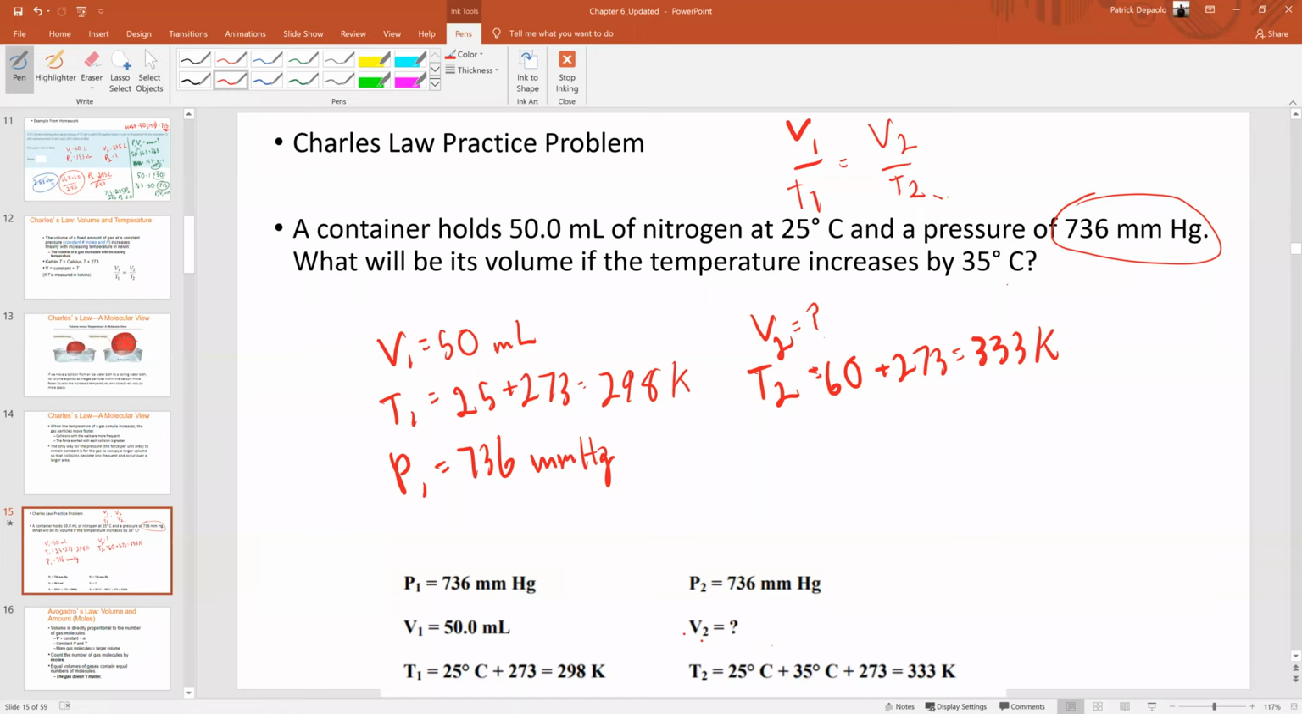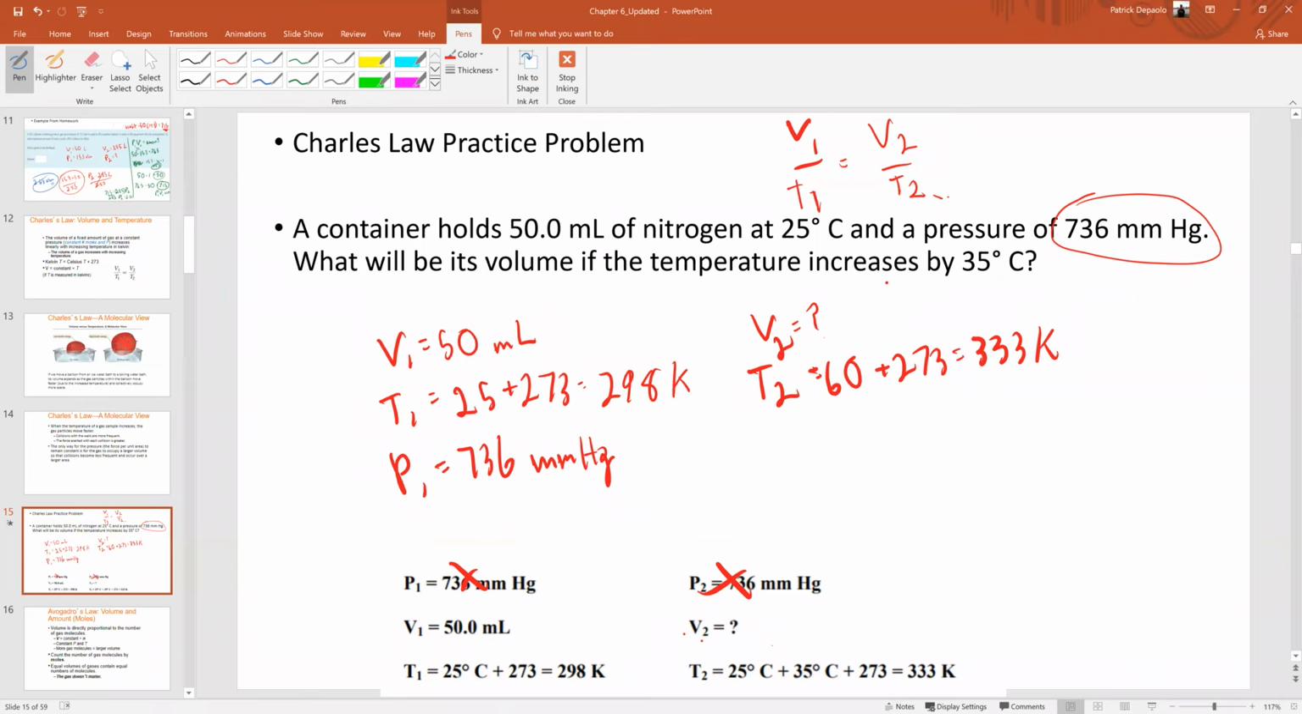So you assume it's constant. Sometimes you may be given unnecessary information. So just like the work state, the pressure in state 1 is 736. The pressure in state 2 is 736, meaning the pressure is unchanged. So we can ignore pressure here. It's held constant. So we can just use Charles's law.